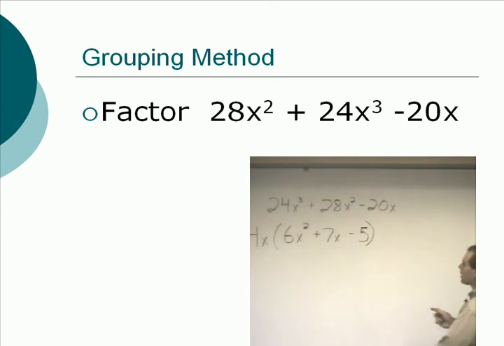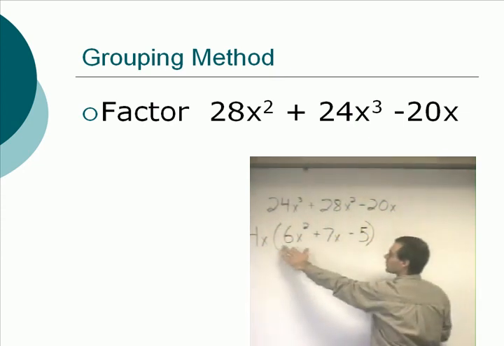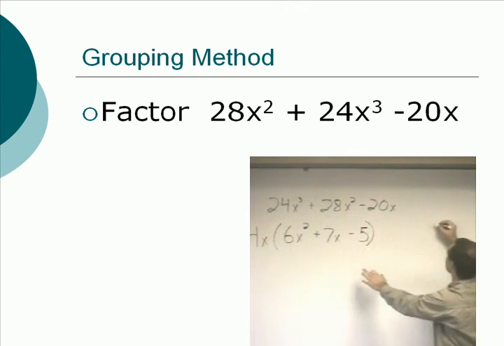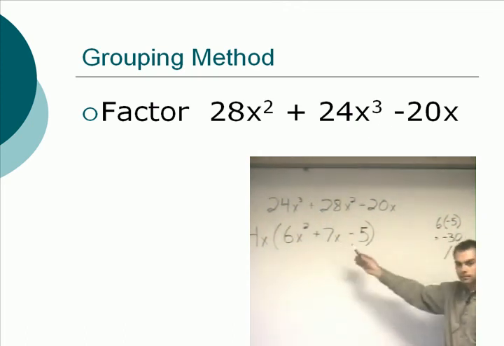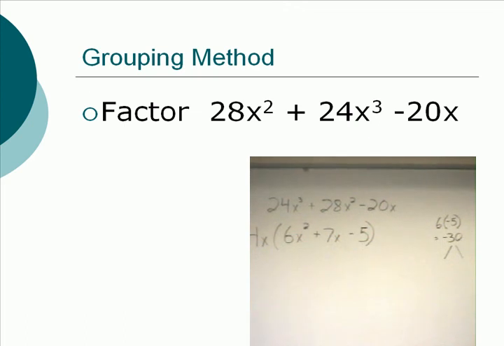Okay, so what do we do here now that we've got the greatest common factor out? 6 times negative 5. So let's do a little scribble work over here. 6 times negative 5 is negative 30. So we want to find two factors of negative 30 that add up to positive 7. What is it? Negative 3 and 10. Okay? Negative 3 and 10. There they are. So now we got our two magic numbers. What do you do with them?